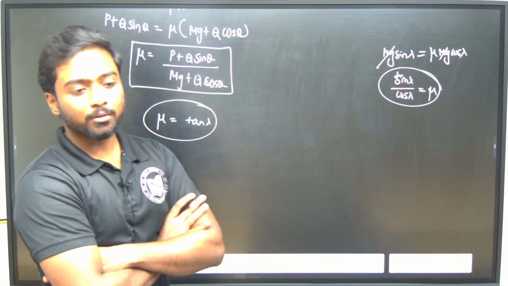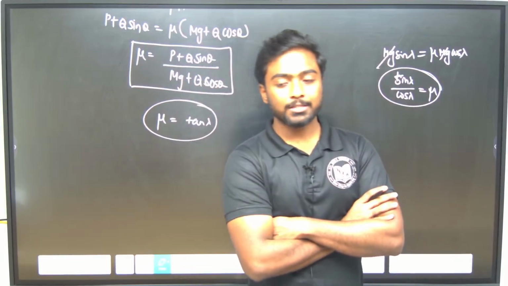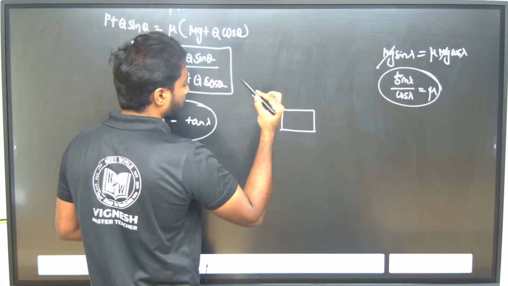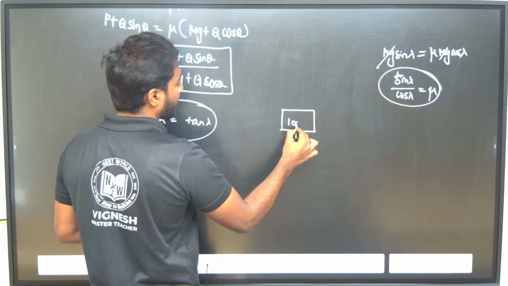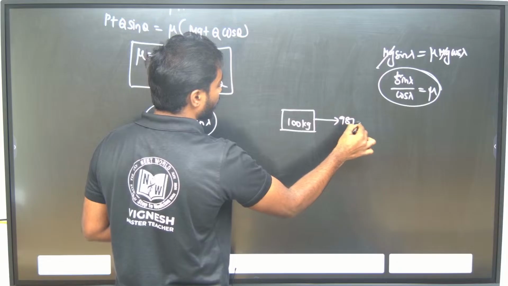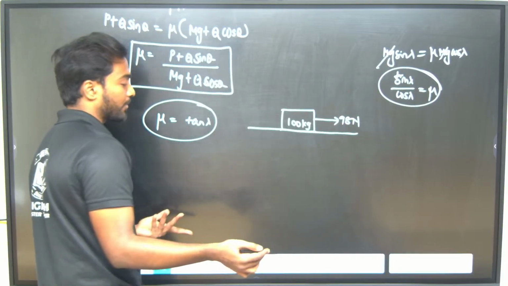Yeah, you can use g as 9.8. Okay, g is 9.8. So let me draw the diagram here. The diagram will be: there is a block of mass 100 kg and a force of 98 Newton has been applied, and it's a rough surface only.